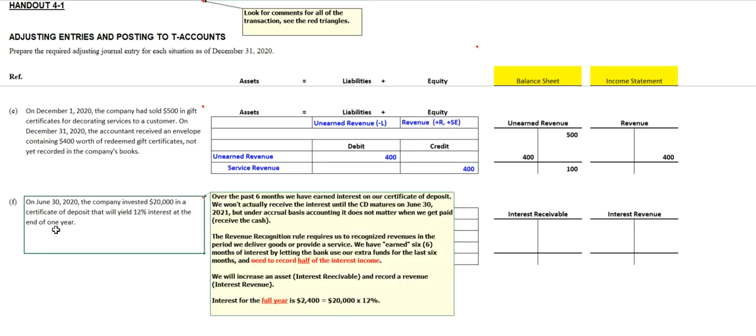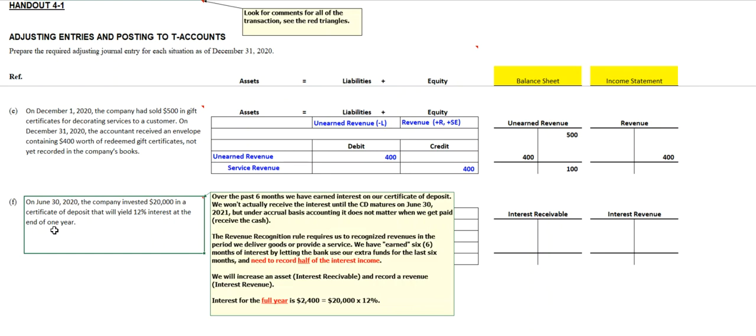F, the company had invested $20,000 in a certificate of deposit that's going to yield 12% interest at the end of 1 year. Pretty crazy interest rate. That ain't happening these days. But we bought that CD on June 30th. So over the past 6 months, we've earned interest on our certificate of deposit. We actually won't receive the interest until the CD matures on June 30th, 2021.